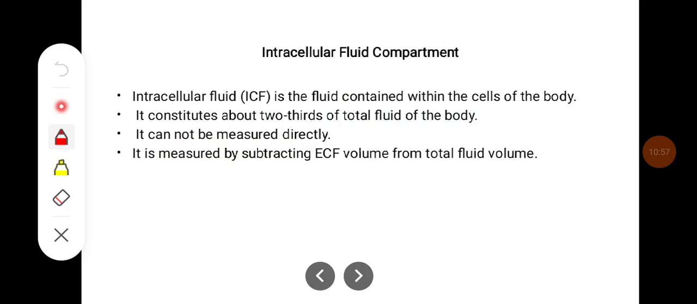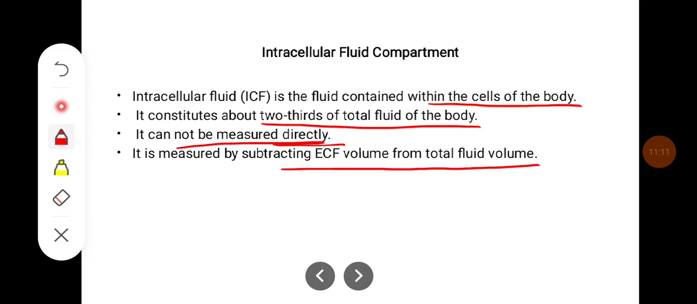Intracellular fluid compartment is the fluid contained within the cells of the body. It constitutes about two-thirds of the total fluid of the body. It cannot be measured directly, so it is measured by subtracting ECF volume from the total body fluid volume.